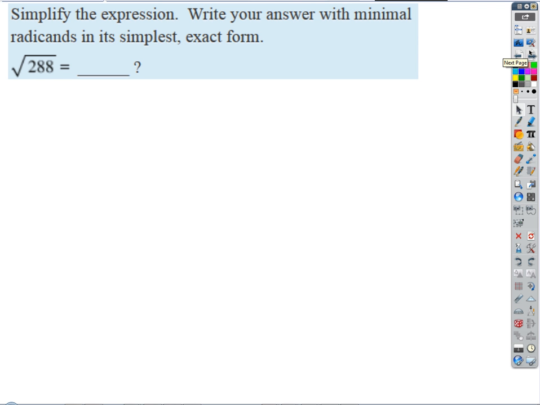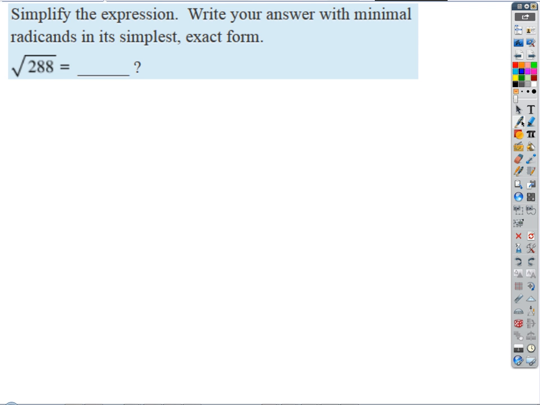This is one we could have done back in module 3. In fact, we probably did this exact problem at some point. We need to know the biggest perfect square factor of 288. Is 288 a perfect square? No. We know it's not, because if you memorized your perfect squares, 16 squared is 256, and we miss it. 17 squared is a lot bigger than 288, so it is not a perfect square.